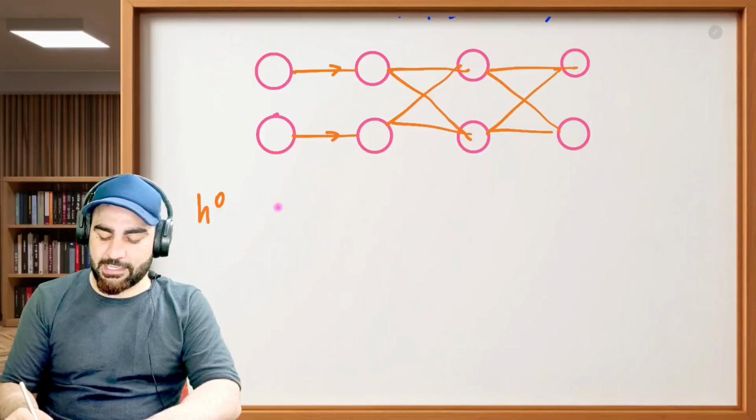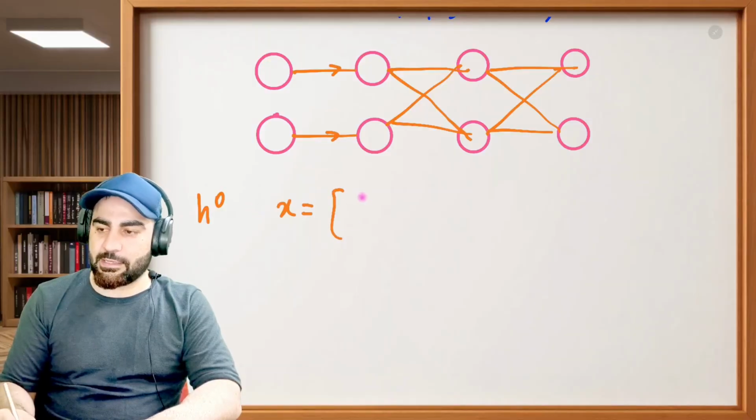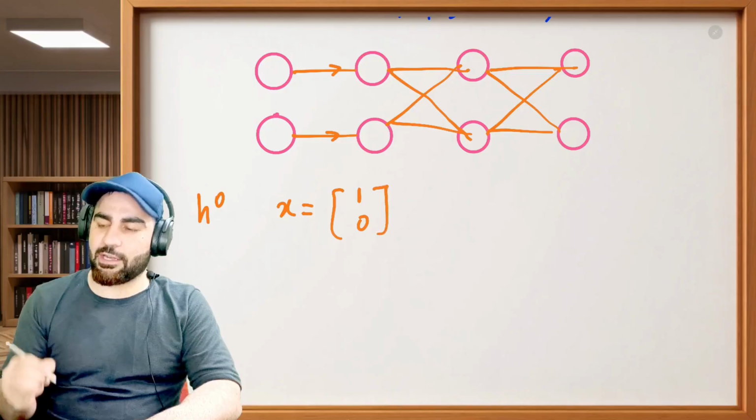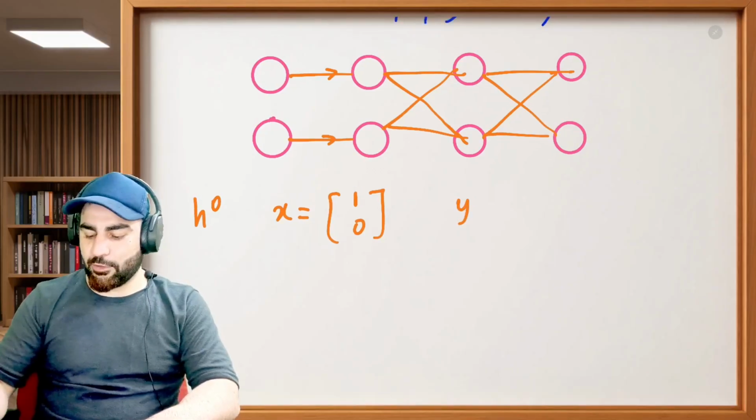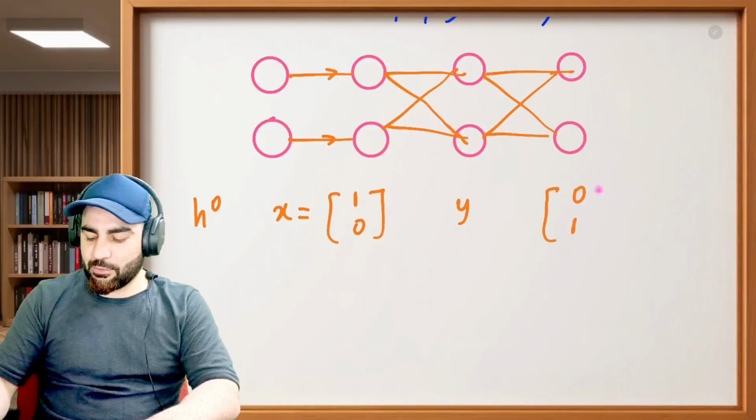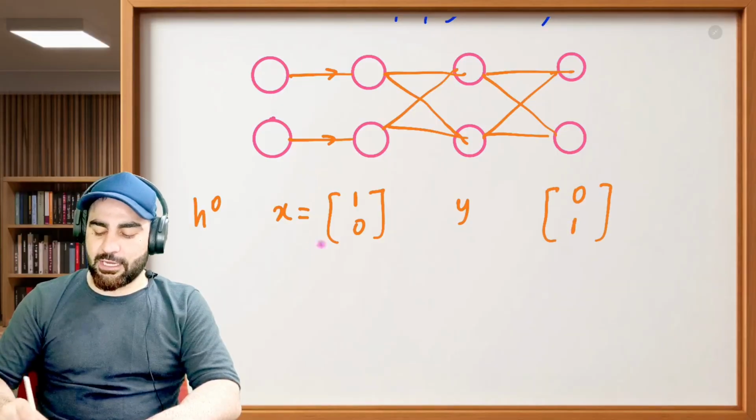Suppose that input is x, and we define it as 1 0. I'll take the exact values that I have written over here so the calculation becomes easy. Then we have y, the target, basically the thing that we want to get. So we have target 0 1. Okay, so this is our input and this is our output.